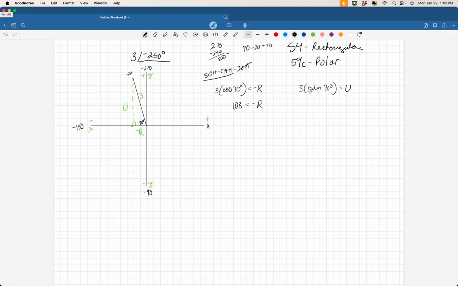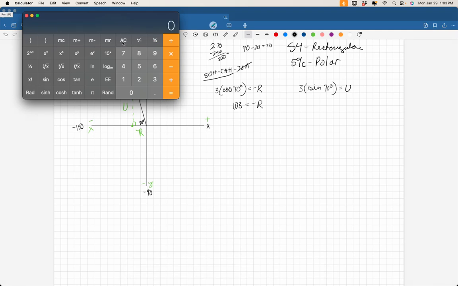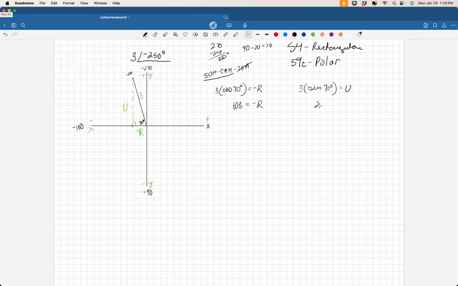All right. Now, we're going to do the same thing for u. 70, sine, times 3. And we get 2.819. We round that to 2 places. It's 2.82. So 2.82 is equal to positive u.